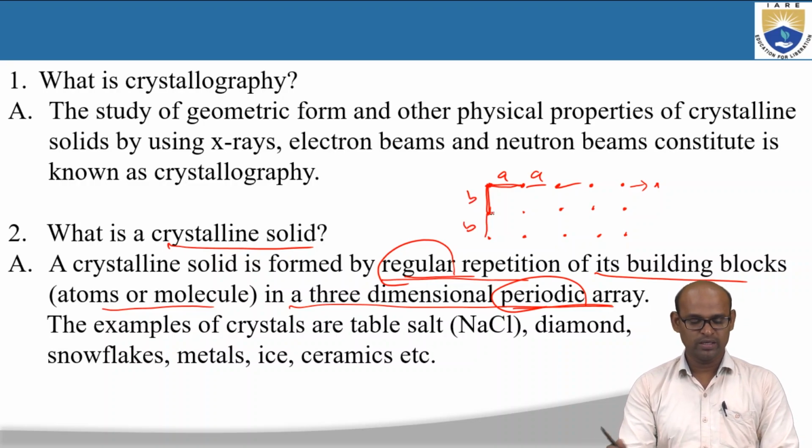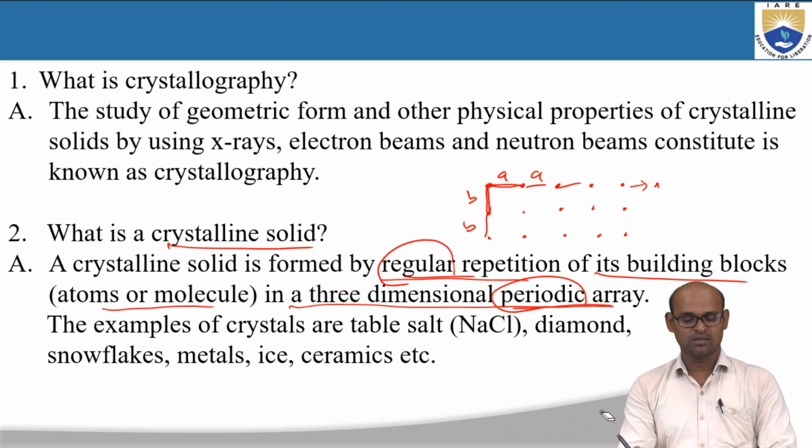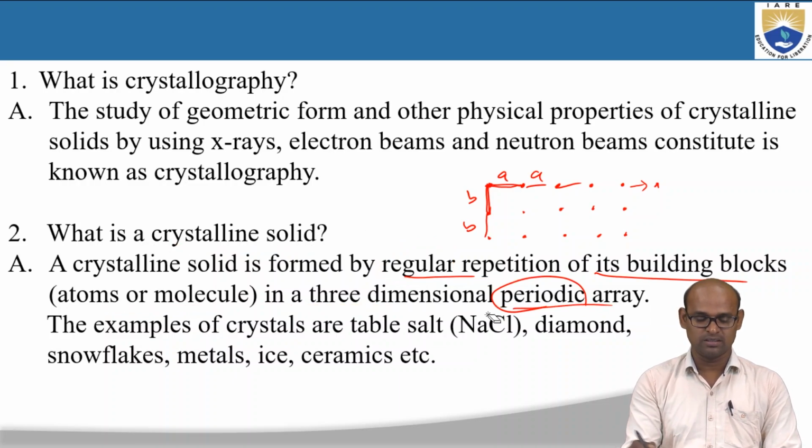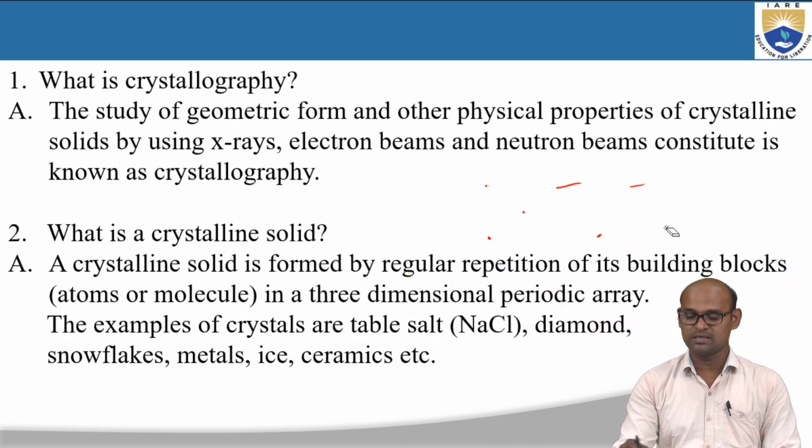Here examples are also given. Crystalline solid examples are NaCl crystal, nickel crystal, and also many metals, ice and ceramics. All these are examples of crystalline solids.